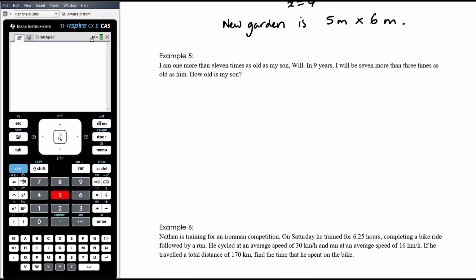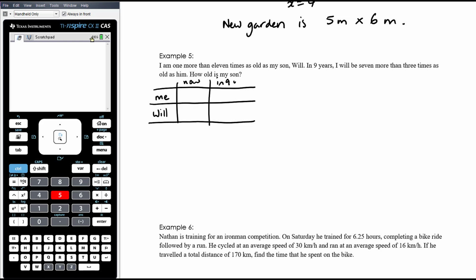Okay, so I'm going to set up a table to organise that information. So I'm going to have me, Will, and I'm going to have now and in 9 years. Okay, let's focus on the now column and this first sentence: I am 1 more than 11 times as old as my son Will. My age is described in terms of Will's age, so I'm going to let Will's age be the unknown, regardless of what the question asks for. It does say how old is my son, so that's the quantity I want to work out, but I wouldn't let that drive what I let x be.